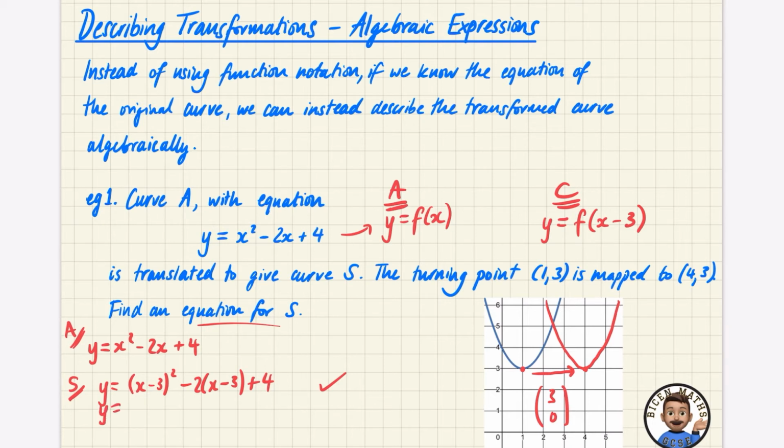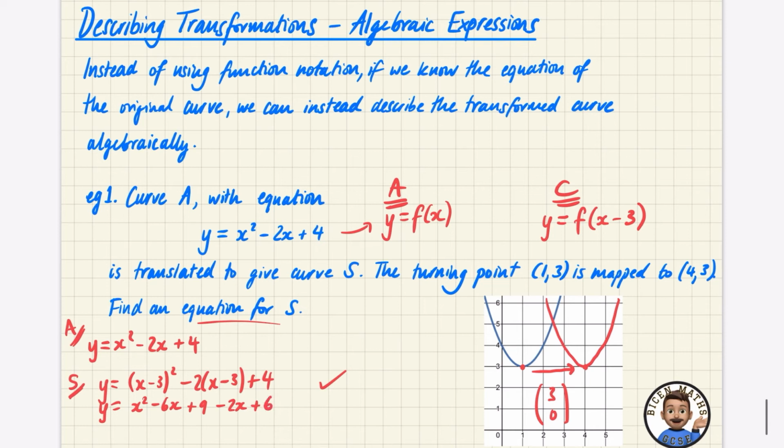Expanding this bracket, we get x squared minus 3x minus 3x, that's minus 6x, and minus 3 times minus 3, which is 9. Expanding the next bracket, you get minus 2x, but carefully, negative 2 times negative 3 is positive 6, and you have plus 4. Tidying this up, you have x squared, minus 6x minus 2x, which is minus 8x, and then the 9, the 6, and the 4, which is 19. So x squared minus 8x plus 19 is going to be this red one that we've got here.